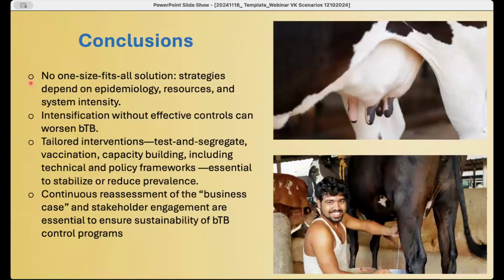So again, to recapitulate: no one size fits all. Strategies are dependent on the context. Intensification without effective controls will worsen TB, and tailored interventions, test and segregate, capacity building, and building the technical and policy frameworks are essential to stabilize and reduce the prevalence. And I do think the reassessment of the business case, actually the economics of this, is really important, alongside stakeholder engagement for sustainable control programs. And understanding this can only be done if we start to implement these pilot programs.